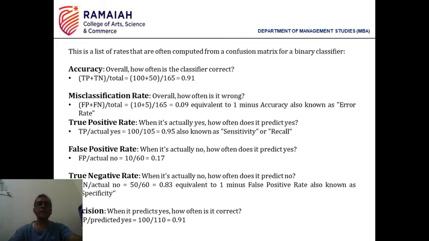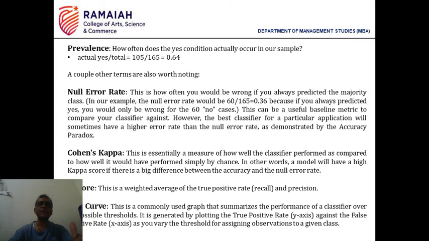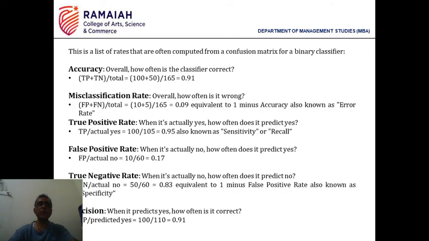Accuracy: overall, how often is the classifier correct? True positive plus true negative divided by total. 100 plus 50 divided by 165 patients is equal to 0.91. Misclassification rate: how often it is wrong. False positive plus false negative divided by total. False positive is 10 and false negative is 5, divided by 165, which gives you 0.09, which is equivalent to 1 minus the accuracy, also known as the error rate.